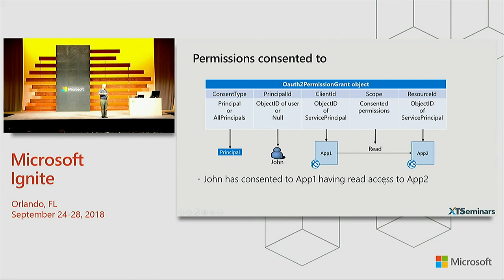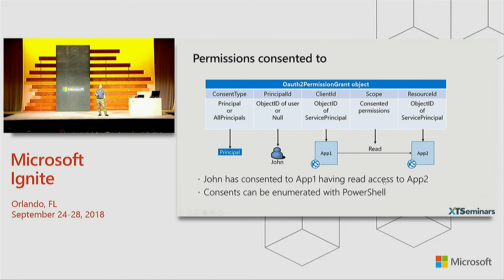And obviously, there can be an awful lot of them, right? But if you destroy the service principal, they all disappear. So it's one of the quickest ways of cleaning them all out. Just kill the service principal. Next time the app's used, a new service principal will be created, and everyone will have to consent again.